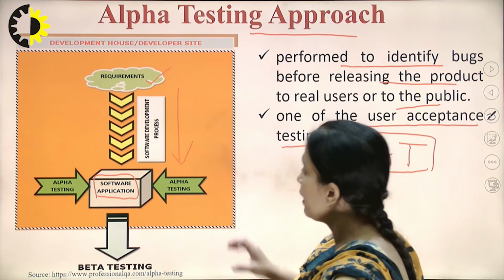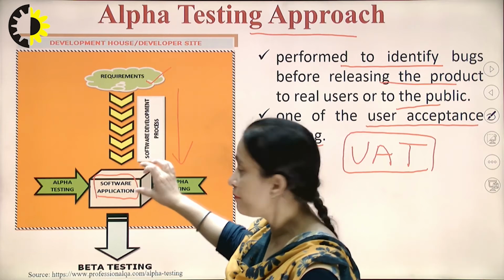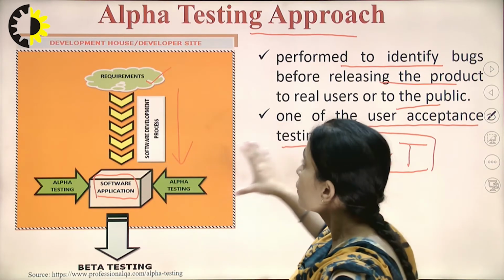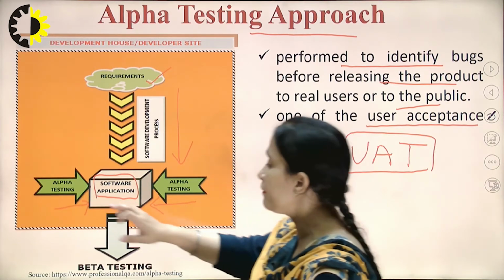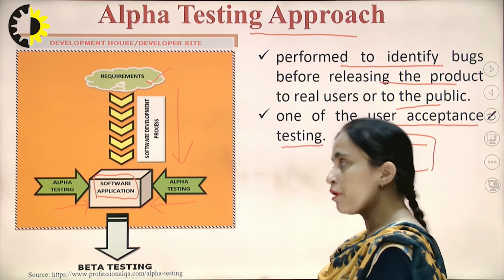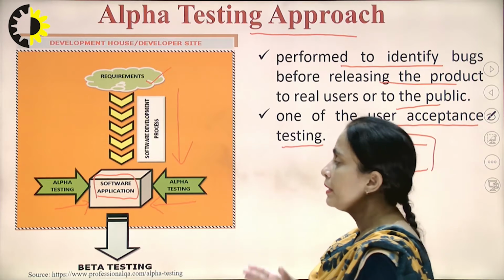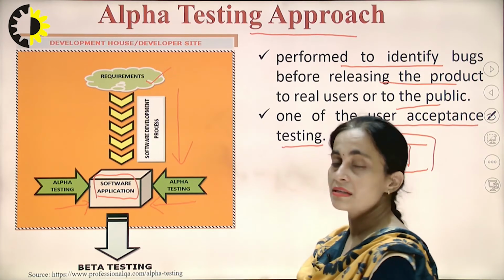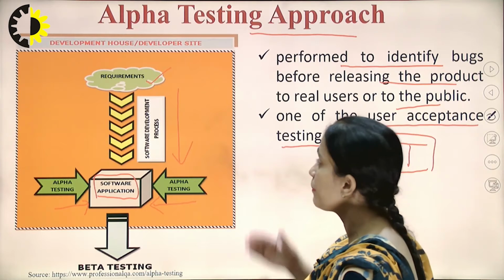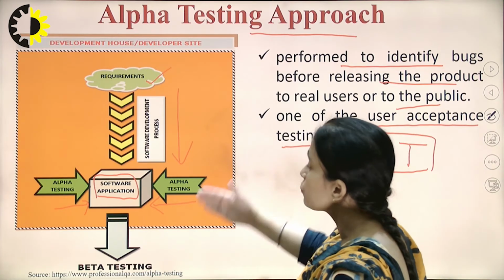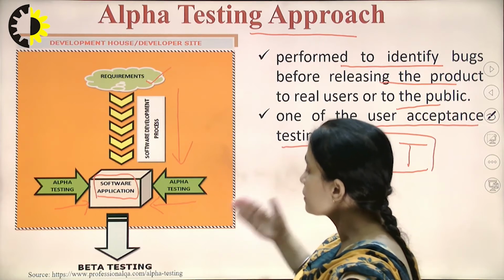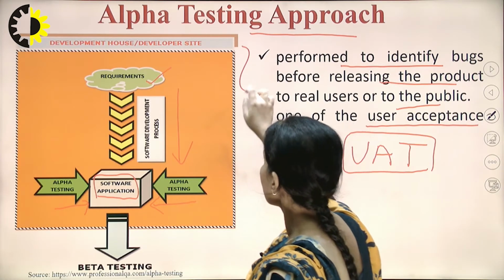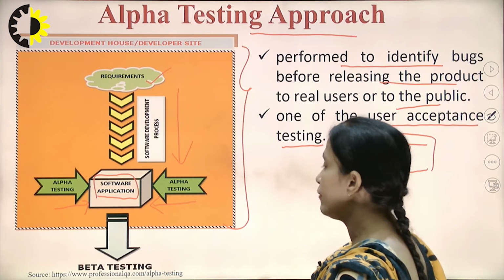So when the software application is developed, various developers, not only one developer, will check. A team of developers will test their developed application in a controlled environment before giving it to some third party, before giving it to the customers. This is the approach for doing alpha testing.